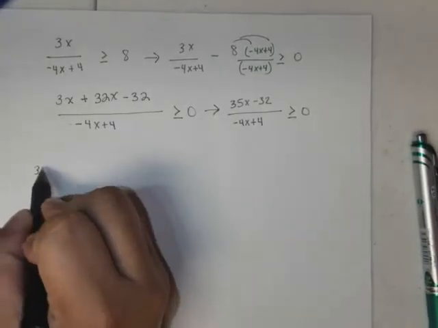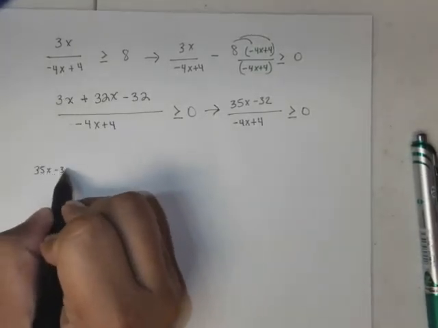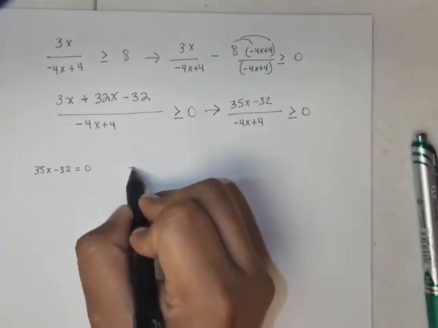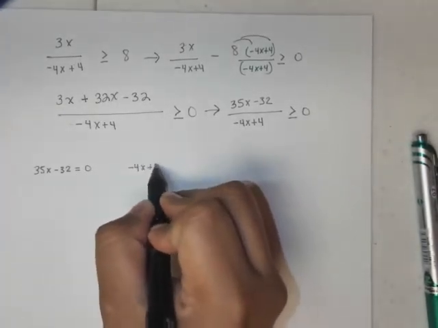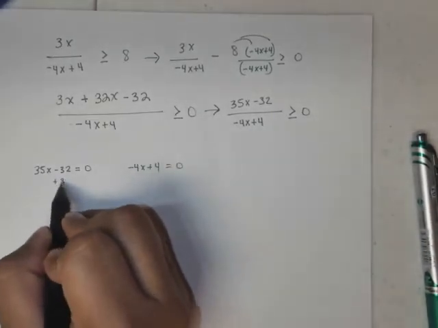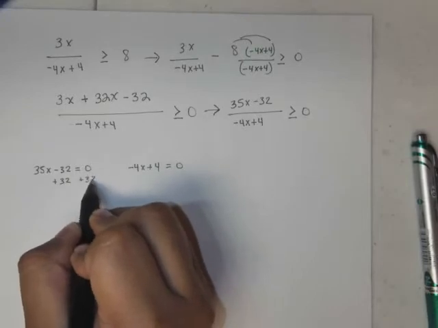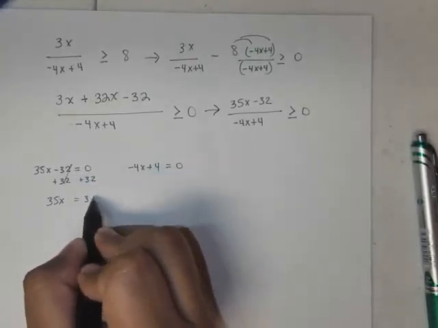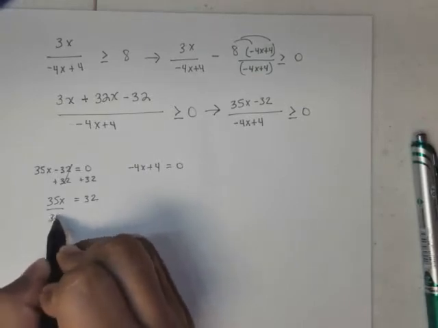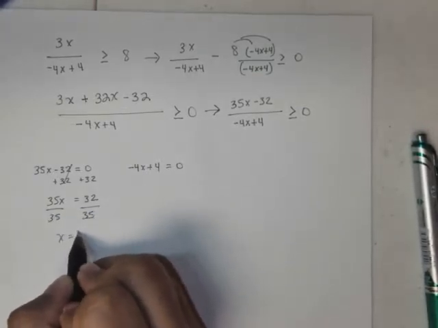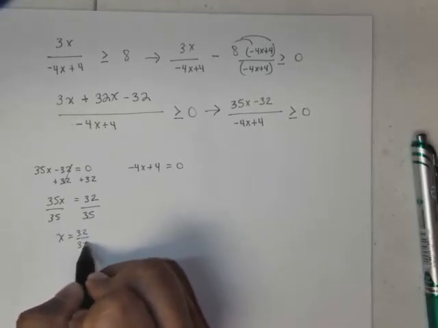So let's take 35x minus 32 and set it equal to 0. And then we're going to take the negative 4x plus 4 and set it equal to 0 and solve for that. So here we're going to add 32 to both sides. All right, 35x equals 32. Divide both sides by 35. And x equals 32 out of 35.